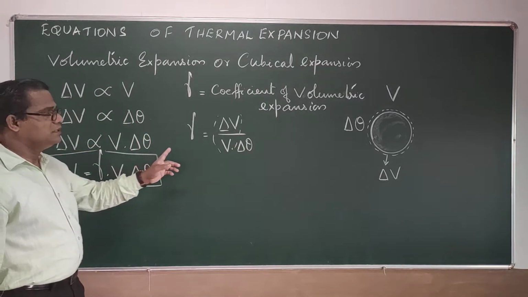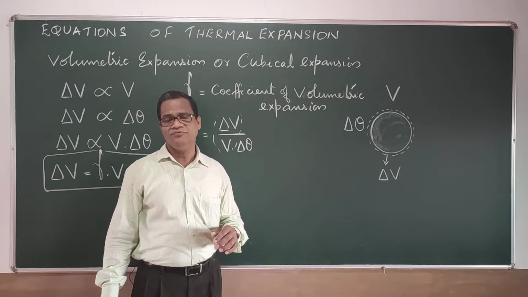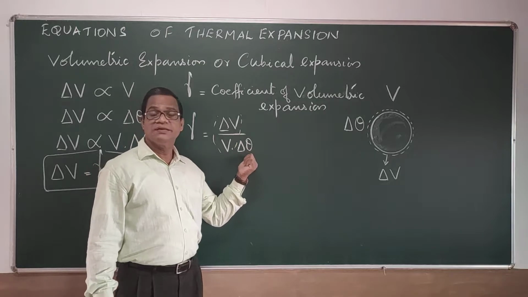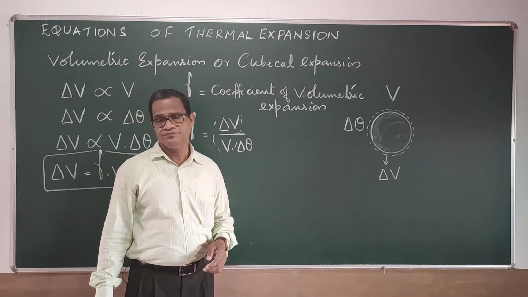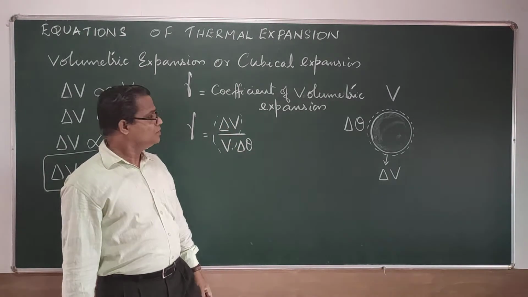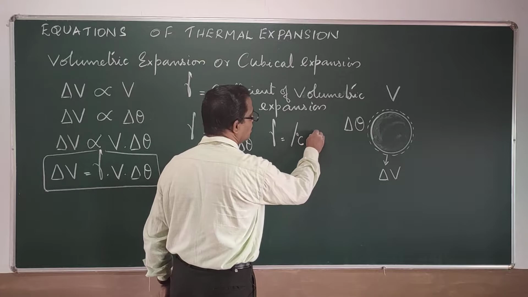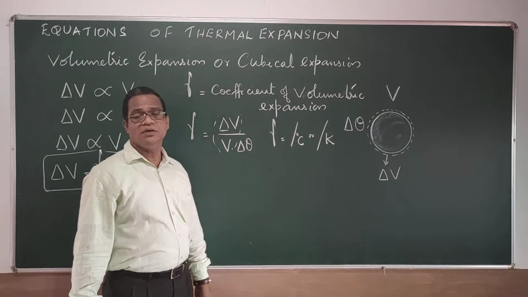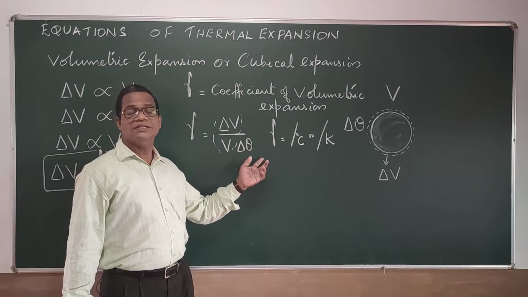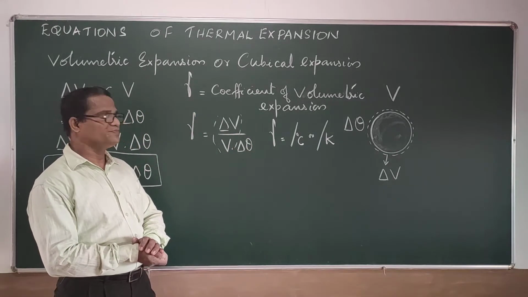That means the coefficient of volumetric expansion is defined as the ratio of fractional increase in volume to the increase in temperature. That is fractional increase in volume by increase in temperature. Here also you can see the unit of gamma is per degree Celsius or per Kelvin, depending upon the unit used for measuring the temperature. That is the unit of the coefficient of expansion.